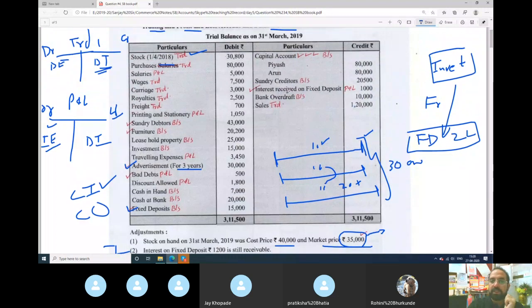See here in the credit side. Interest received on fixed deposit 1,000 rupees. So 1,000 we have received and 1,200 still receivable. So we will take here also. Both sides we will take. Next.